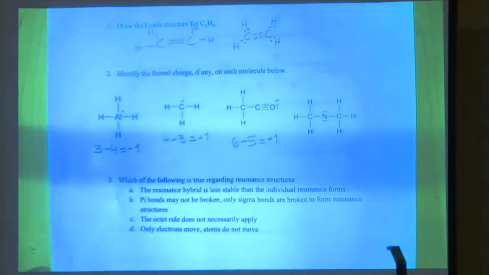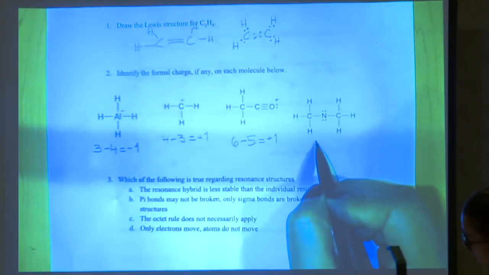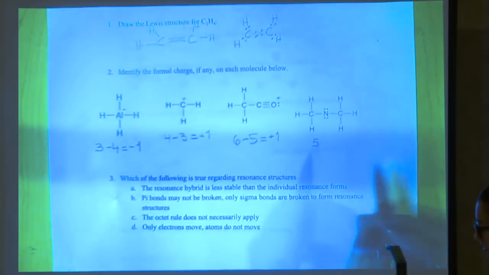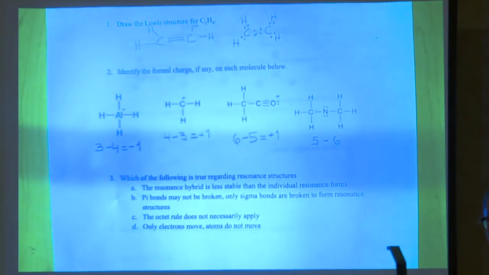And then lastly, this one over here, how many does nitrogen like? Okay. And what am I subtracting? Everyone gets where that 6 is coming from? Okay.